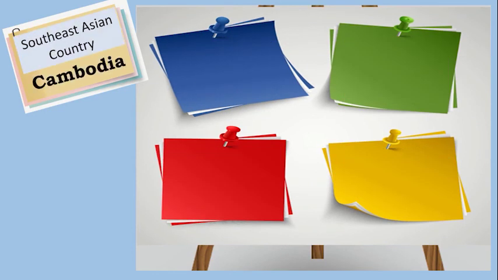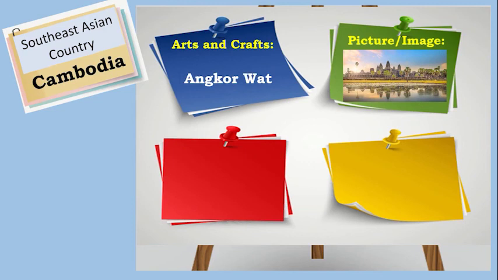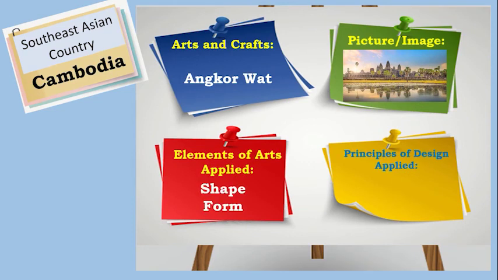With Cambodia, they are very famous with Angkor Wat, which is a temple, and they were able to apply elements of art: shape and form. And with the principles of design, they were able to apply rhythm, contrast, and balance.